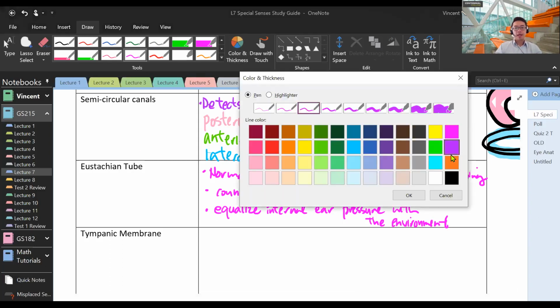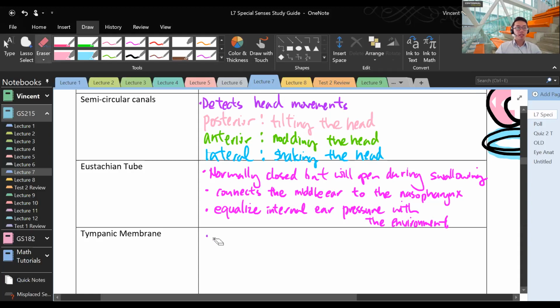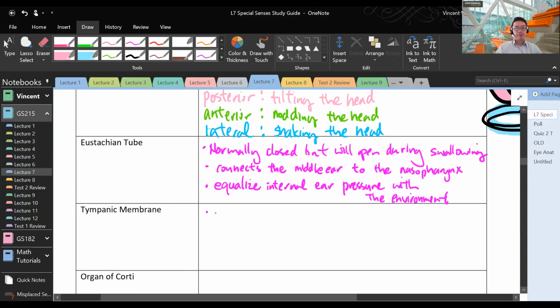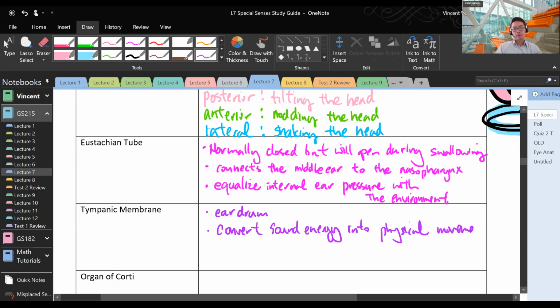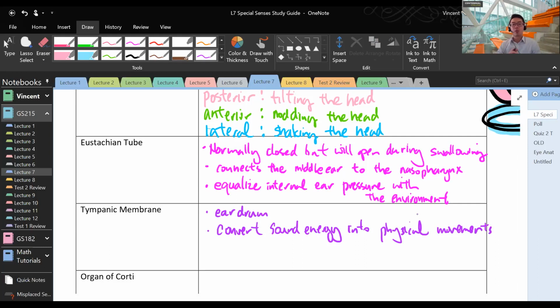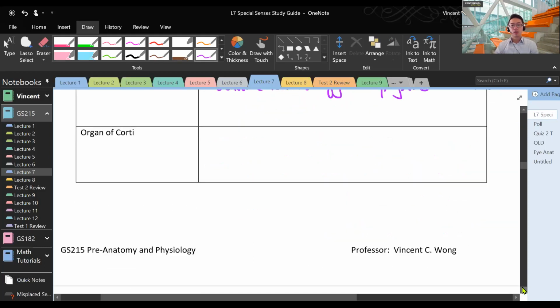Lastly, we have the tympanic membrane, which is just a fancy word for eardrum. Eardrum. And the function is to convert sound energy into physical movement. And those movements are going to be picked up by the ossicles, which would then transfer them into pressure waves inside the cochlea.